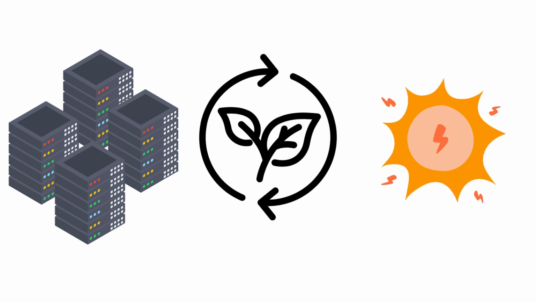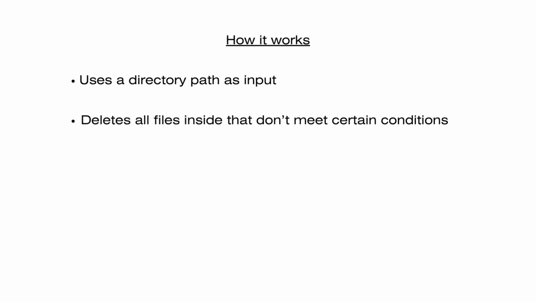fMRIPrepCleanup was built to automatically comb over output from fMRIPrep and delete files that you don't need. I'll cover the actual usage of the script soon, but first a little about how it works. At a basic level, the script takes the directory path as input and then deletes every file inside that doesn't meet certain conditions. This has upsides and downsides.